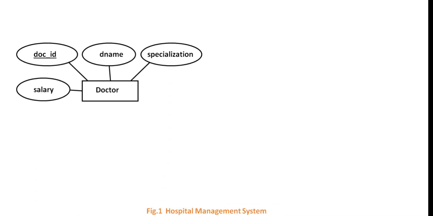Now we'll see the ER diagram for a hospital management system. We'll see how to draw an ER diagram for any database management system. First is the hospital management system. Here I have one entity, doctor. The doctor entity has attributes doctor ID, which is a primary key, doctor name, specialization and salary. Doctor name is a composite attribute which is divided into two components, first name and last name.